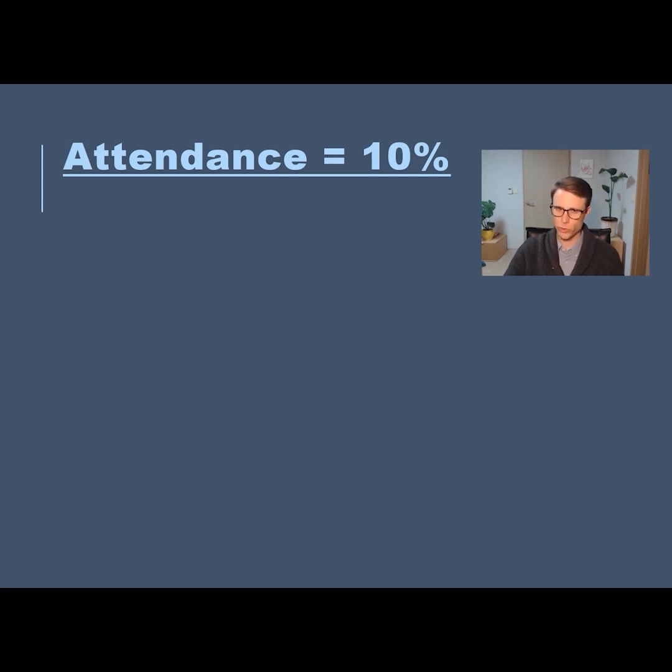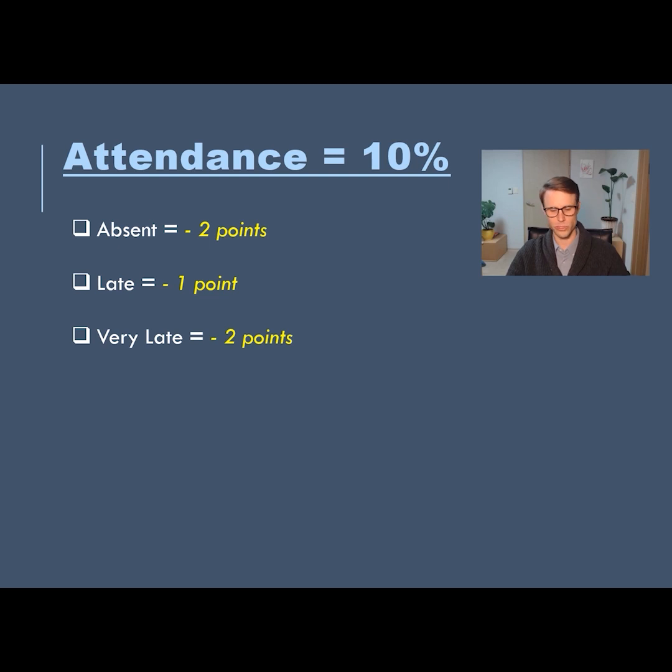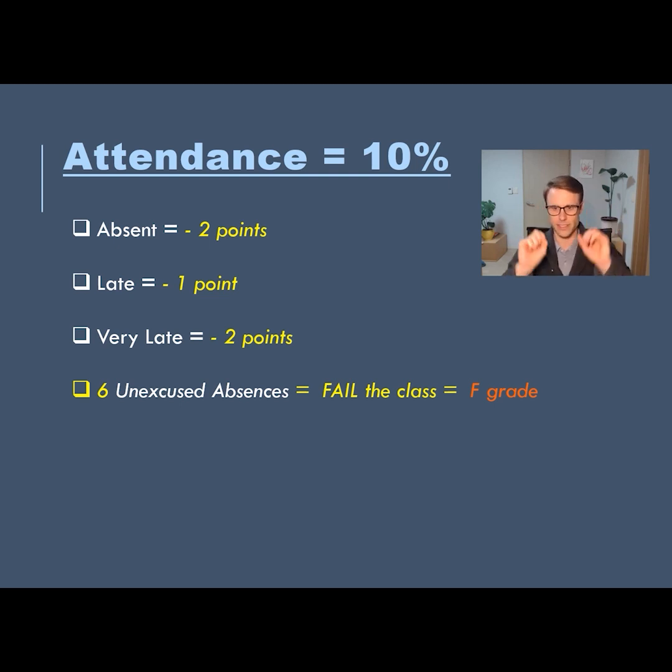Now you start with 10 points, you can lose points if you are absent. If you are late, that could be -1 point. If you are very late, that could be -2 points, so please arrive on time. And if you are absent 6 times, you fail the class. You are automatically going to receive an F grade. So please remember that. 6 unexcused absences, that is a fail. You have failed the class. There is nothing we can do about that.